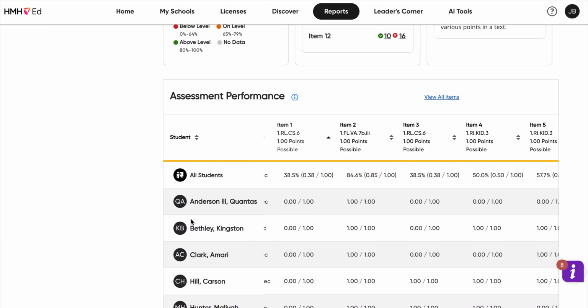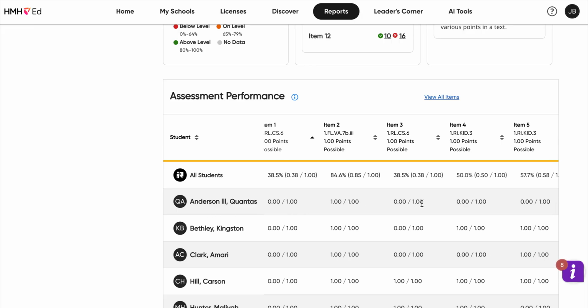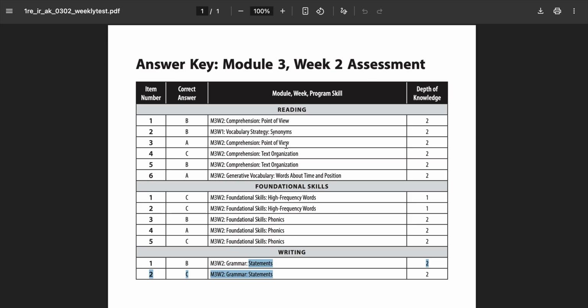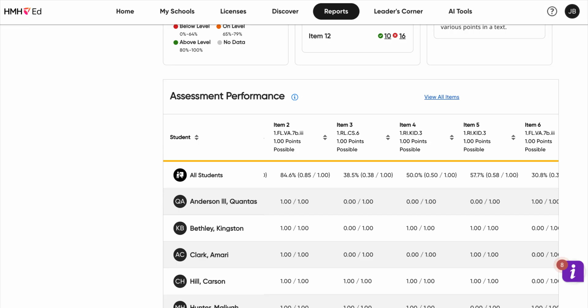When I look at Quintavious Anderson, I see he's missed question 1, 3, 4, 5, which most of those questions, 1, 3, 4, and 5, focus on comprehension. So right now he's struggling with point of view and text organization.